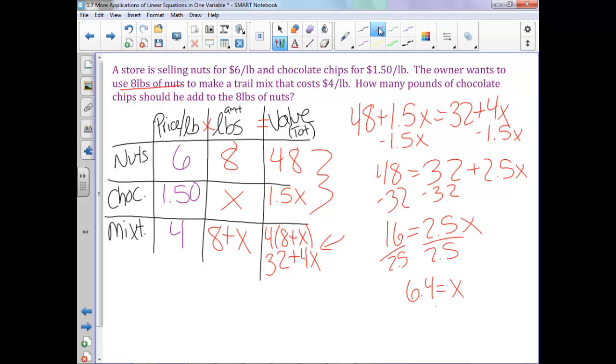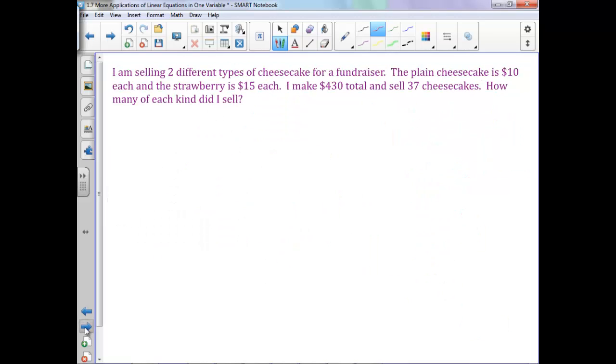So we need to add 6.4 pounds of our chocolate. Once again, this is another type of mixture problem. You're not actually mixing two things physically.